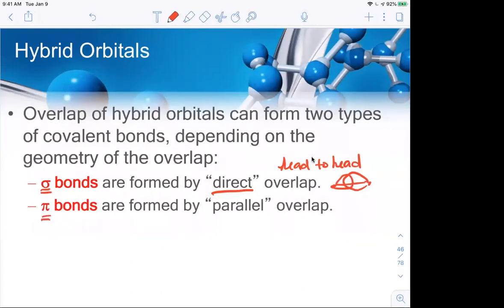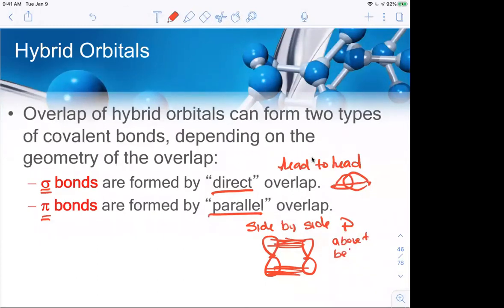Pi bonds are parallel overlap. So these are my side-by-side p orbitals. If I have a p here and I have a p here, it's this overlap that's going to be above and below my internuclear axis, which is this, that is forming those pi bonds.